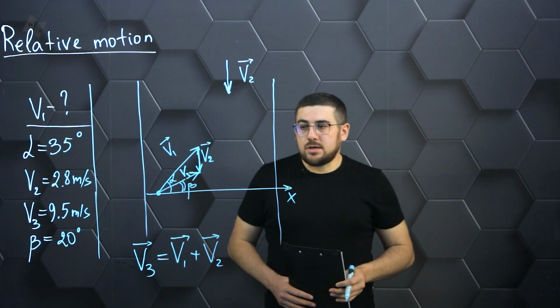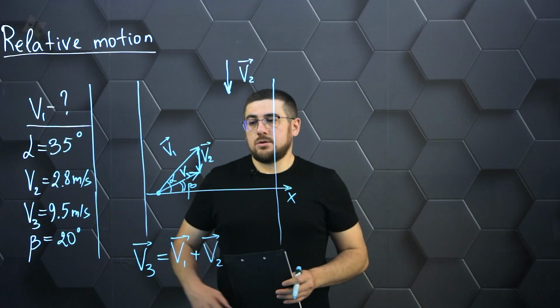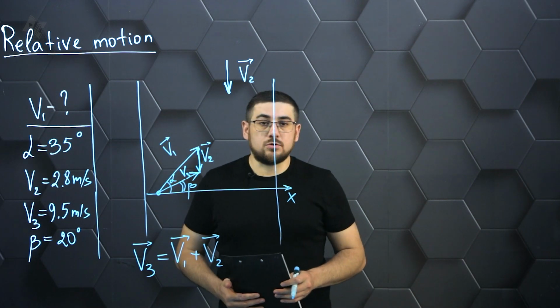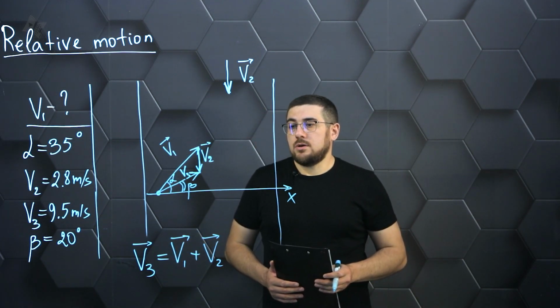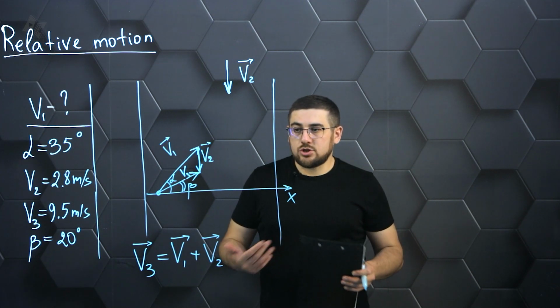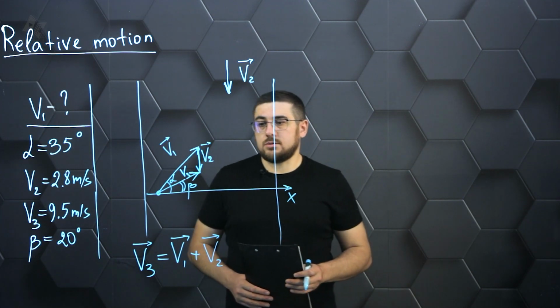This is the vector diagram we have, and from it we will have to determine the value of velocity v3. How do we do it? Let's look at the solution of the problem, in terms of which we can calculate this velocity.